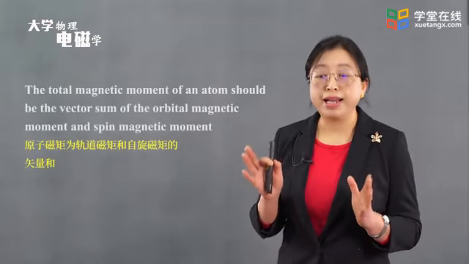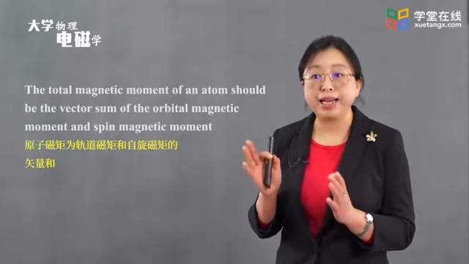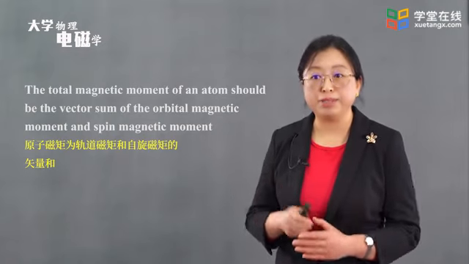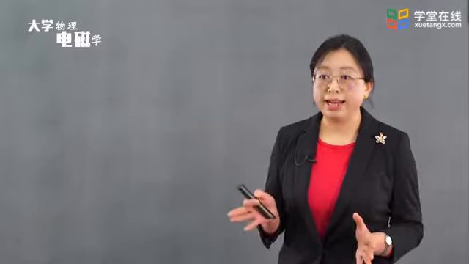Hence, the total magnetic moment of an atom should be the vector sum of the orbital magnetic moment and the spin magnetic moment. Here, please note that the magnetic moments of a proton and a neutron are much smaller than that of the electron and could be neglected. Please think about why. So, in this lecture, we explored the origin of the magnetic effect of a material from an atomic level. In the next lecture, we'll explore the average field produced by the dipole moments all aligned.